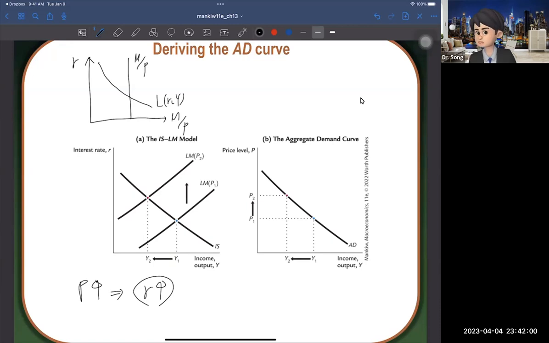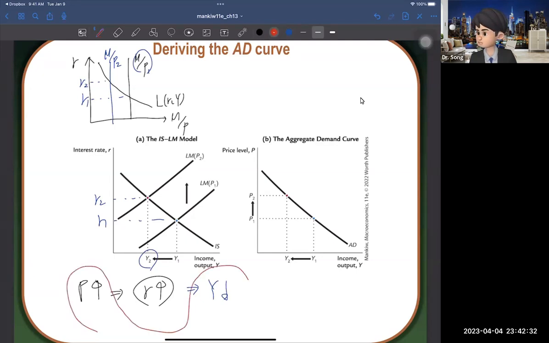When the price is increased, what happened? The vertical real money supply decreases. So we need to shift this one to the left. So P increases. Then, as a result, we have a higher interest rate R2. In order to capture this, we have to shift this LM curve to the left. As a result, we have a higher interest rate, R2, okay? Then what happened to the output? Output is decreased. So we just found the inverse relationship between the price and output.